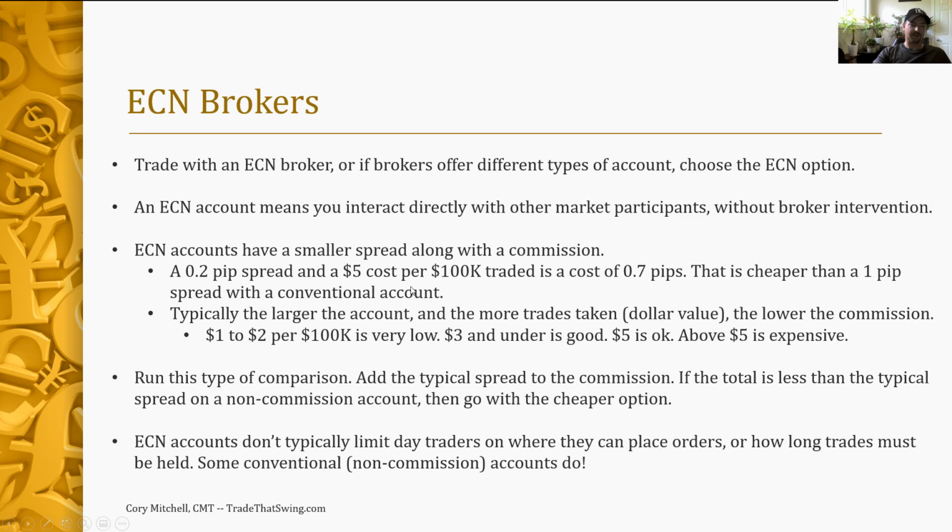$5, which is half a pip, plus 0.2 pips, especially on $100,000, that's 0.7 pips. So that's cheaper than the other account option, which maybe has a spread of 1 pip. So this is actually a cheaper option, even though you're paying a little bit of a cost up front.